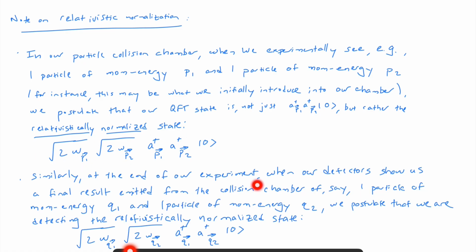And similarly, at the end of the experiment, when our detector shows us a final result emitted from the collision of, say, one particle of momentum and energy q1 and another particle of momentum and energy q2, we postulate that we're detecting the relativistically normalized state, not just a-dagger on the vacuum, but the same thing. Our final state is q1, q2, but we multiply by this prefactor, one for each particle, square root of 2 omega q1, square root of 2 omega q2. So this is what we do in our calculations. You can look at David Tong for a little more justification of why that's consistent and needed for the theory of special relativity.